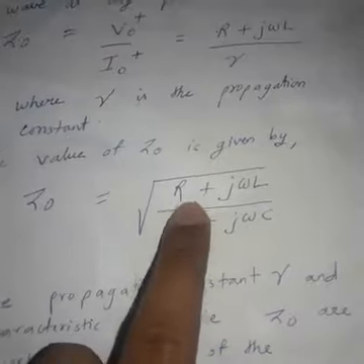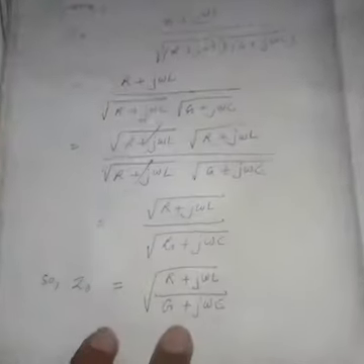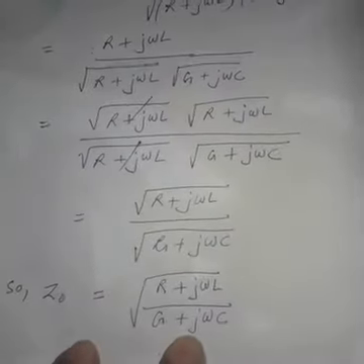Clear? Whatever the value of Z0, I told you in the previous class that Z0 is equal to root over of R plus j omega L by G plus j omega C. You are clear in this derivation how this Z0 is coming, root over of R plus j omega L by root over of G plus j omega C. Okay, clear?